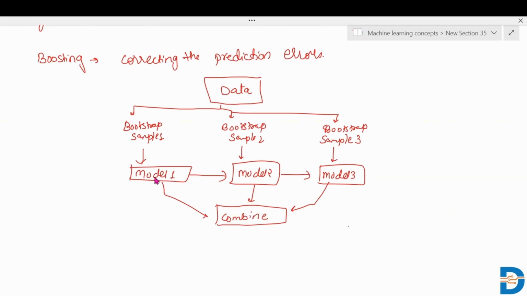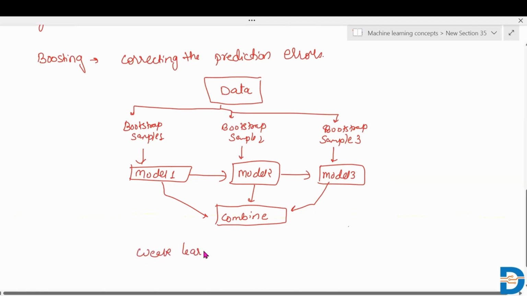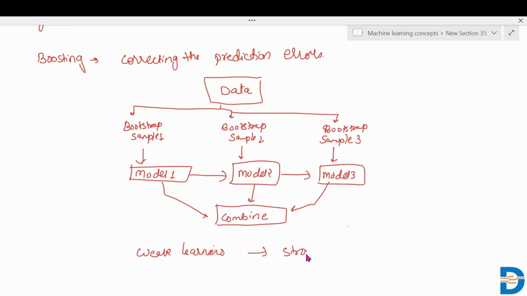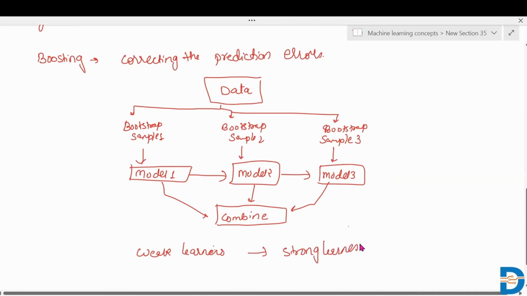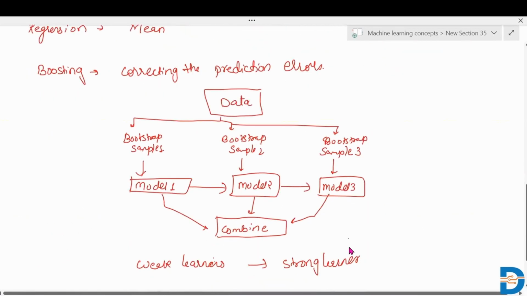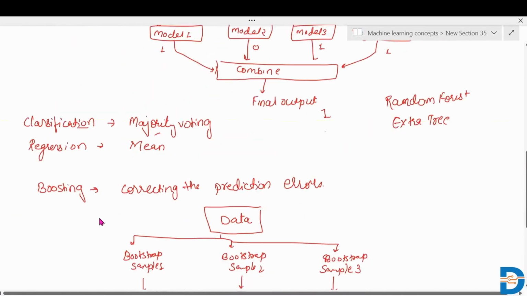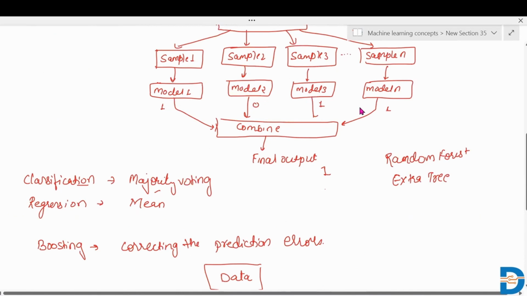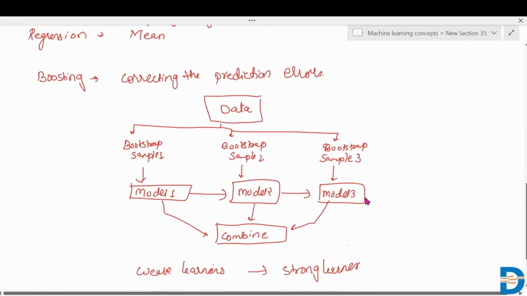So these are also known as weak learners, and the final model can be a strong learner. So boosting can also be stated as combining different weak learners to make a stronger learner. So basically, the difference between the bagging and boosting technique is that bagging works in parallel fashion, right? So all the models are working parallelly, and boosting works in sequential fashion.